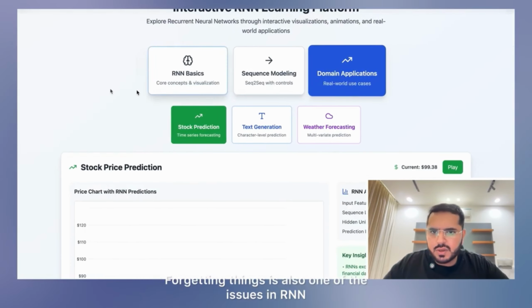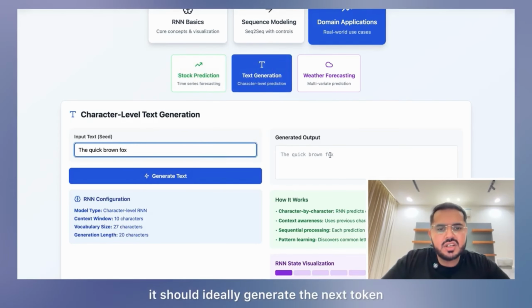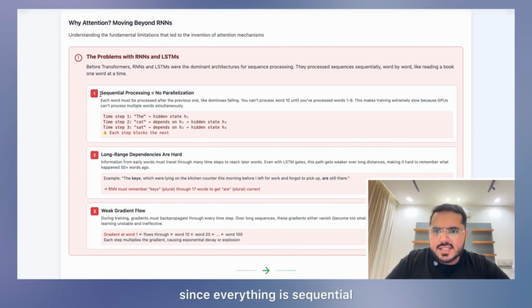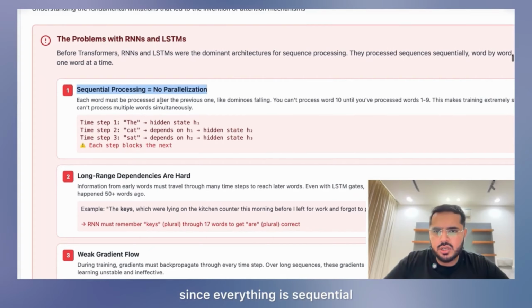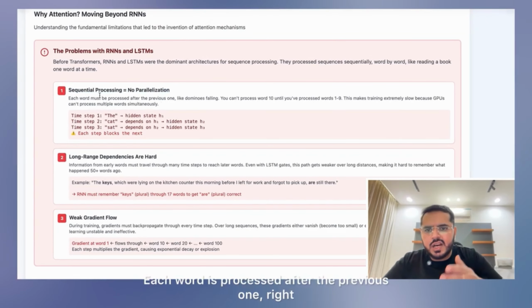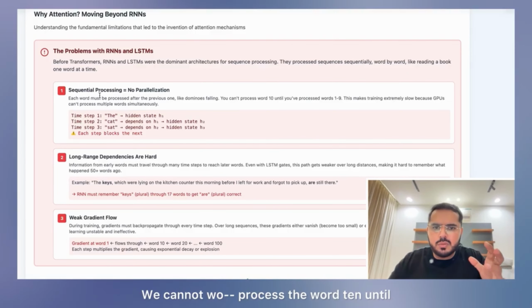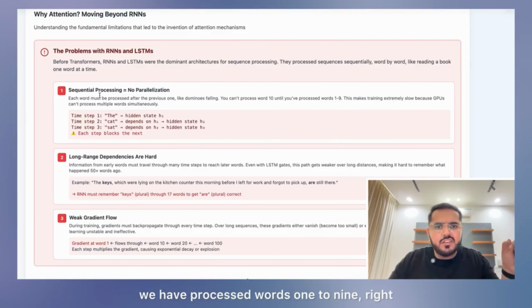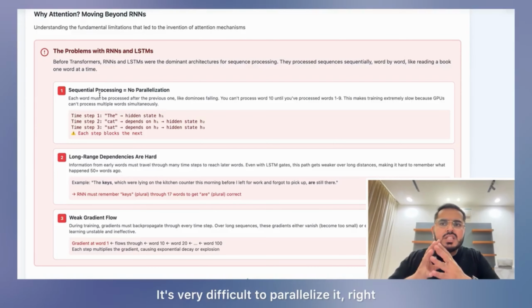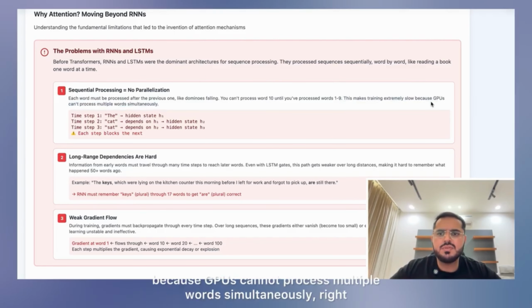Forgetting things is also one of the issues in RNNs. With time series data, it behaves like this. It should ideally generate the next token and the next token, right? Since everything is sequential, there is no parallelization. Each word is processed after the previous one. There are very tightly coupled dependencies. We cannot process word 10 until we have processed words 1 to 9. It's very difficult to parallelize. So this makes the training extremely slow because GPUs cannot process multiple words simultaneously, right?